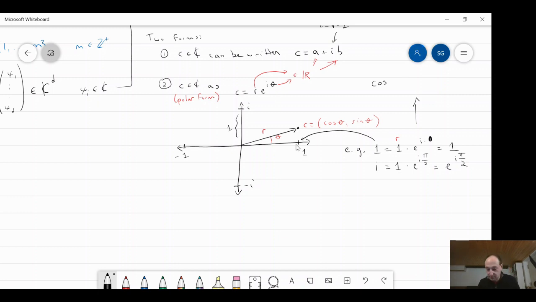e to the i theta is equal to, what's the order? Is it cos theta plus i sine theta?